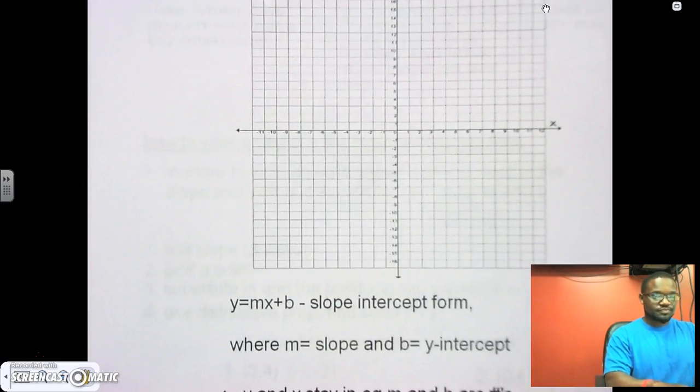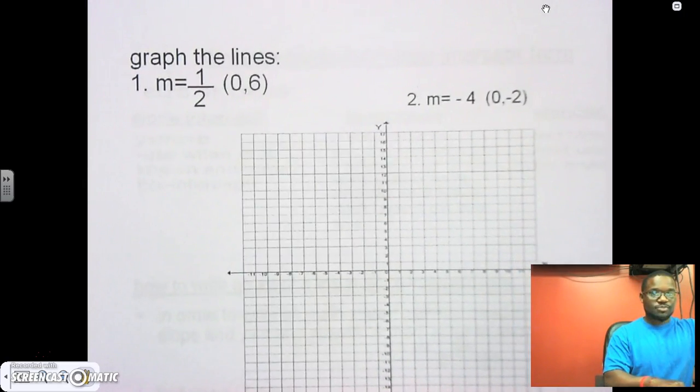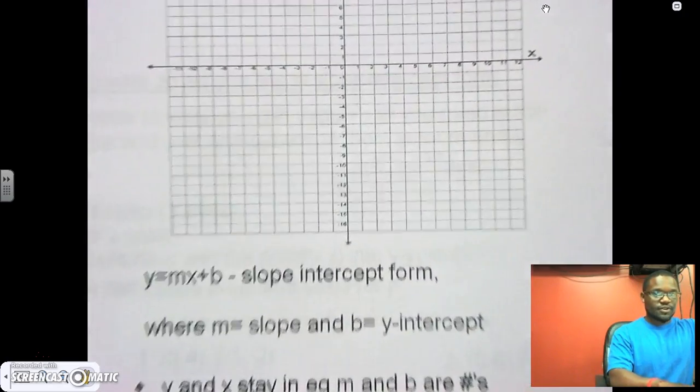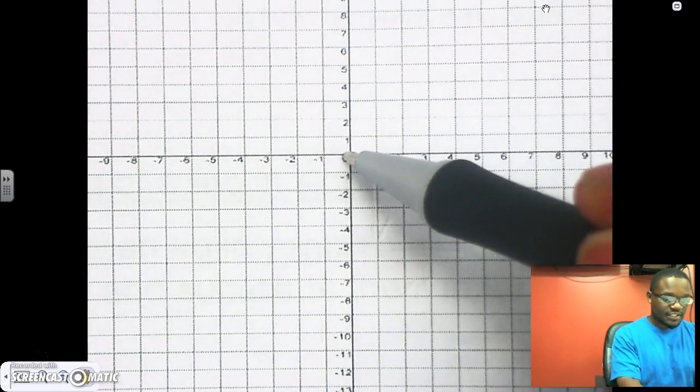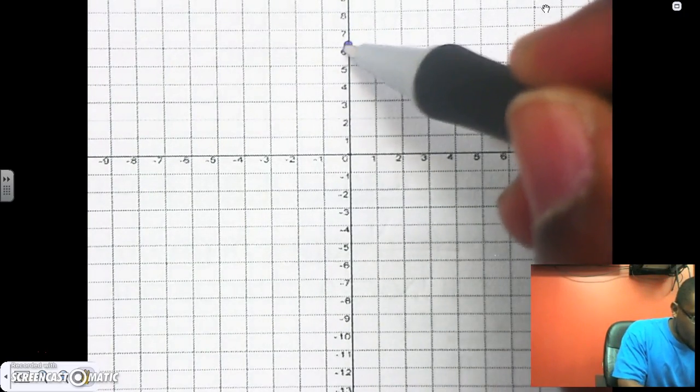Let's try these two. You have the slope is 1/2 and the point is (0,6). So hopefully you remember that. Remember, plot your point first. (0,6), the 0 tells me not to go anywhere. The 6, I go up to 6 and put a point there.